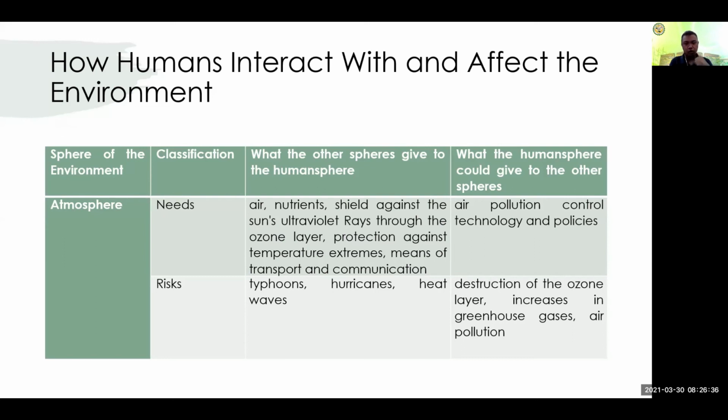Now, your atmosphere is also where your typhoons, hurricanes, and heat waves are happening. In terms of the risk provided by humans to the atmosphere, of course, we can cause destruction of the ozone layer with our activities, an increase in greenhouse gases, as well as air pollution.